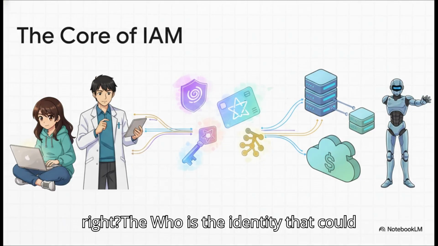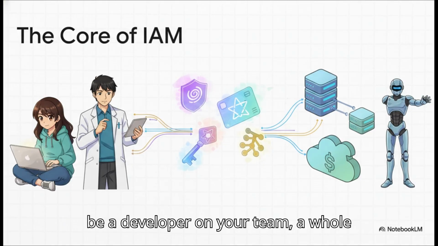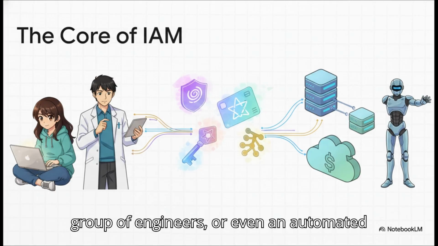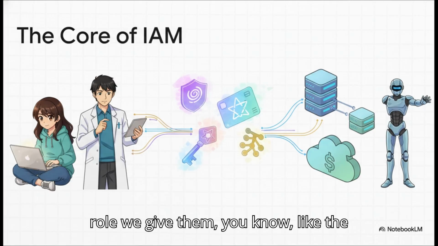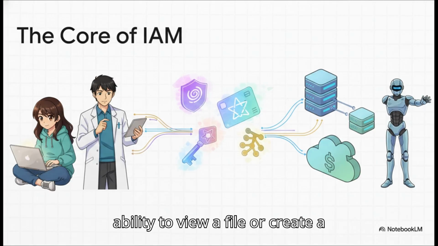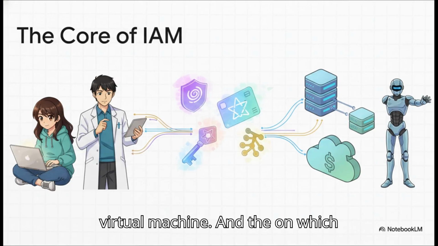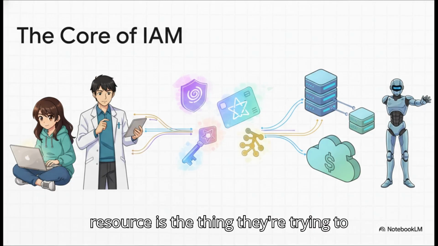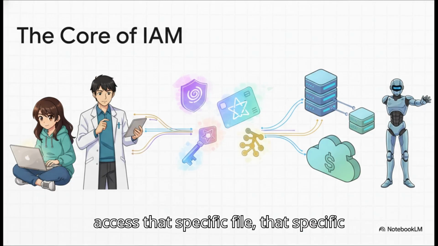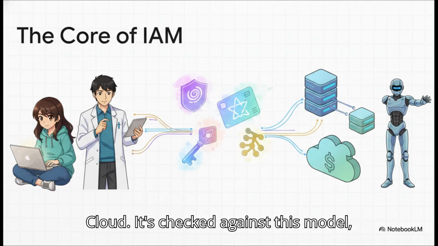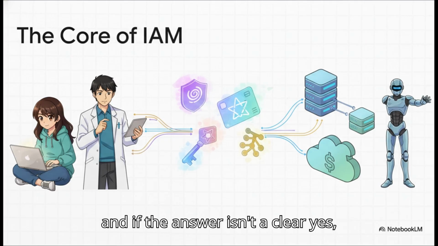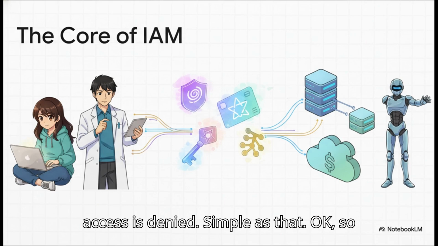The who is the identity. That could be a developer on your team, a whole group of engineers, or even an automated script. The what is the permission, the role we give them, like the ability to view a file or create a virtual machine. And the on which resource is the thing they're trying to access, that specific file, that specific VM. Every single API call in Google Cloud gets checked against this model, and if the answer isn't a clear yes, access is denied. Simple as that.